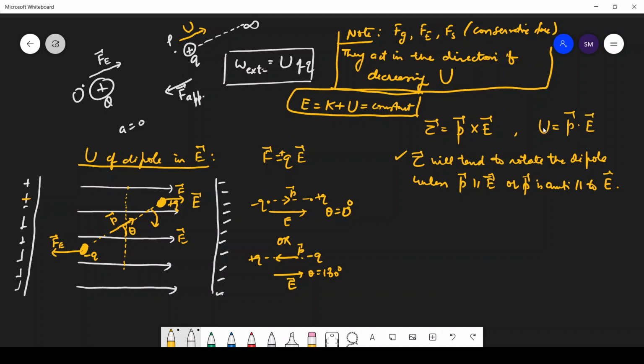So this U, this is the relation that we are going to derive. U is equal to minus P dot E, and tau is equal to P cross E. So tau is the torque and U is the potential energy, and this is a function of theta. It depends on theta, a scalar quantity.